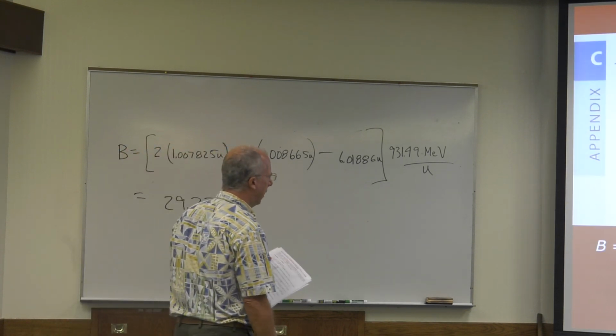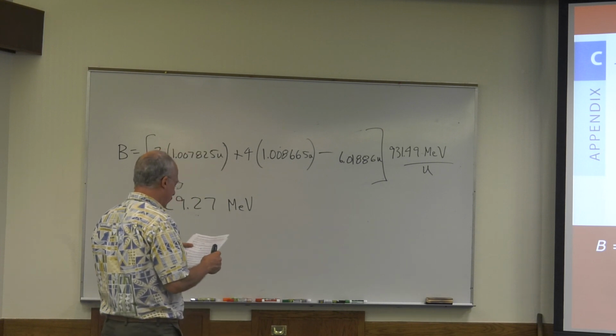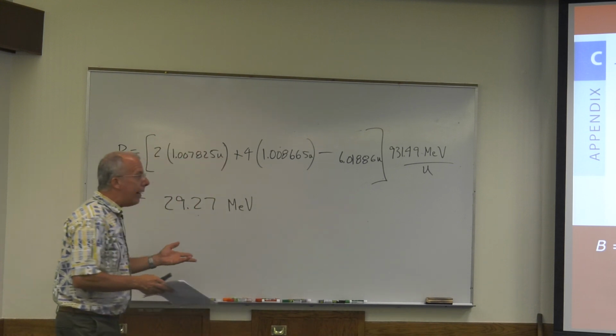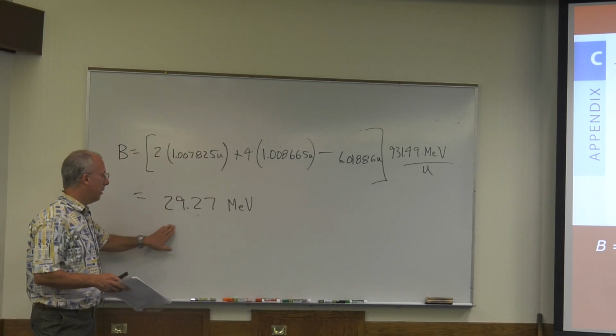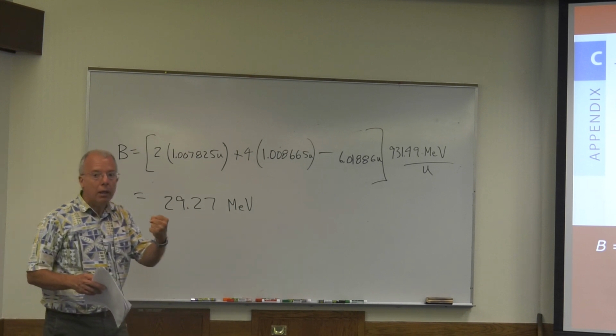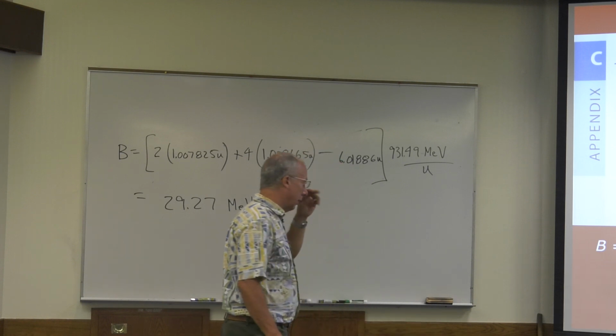Oh, why did they show you that? I don't know. All right. Now, this is incredible. So the binding energy of a helium-6 is 29.27 million electron volts. So that's how much energy it takes to bust up a helium-6 nucleus.